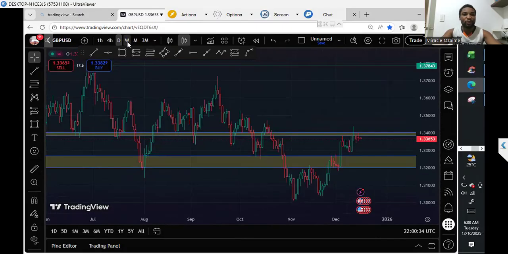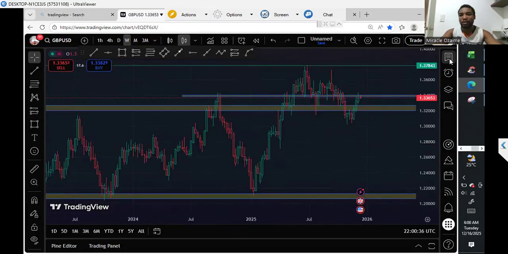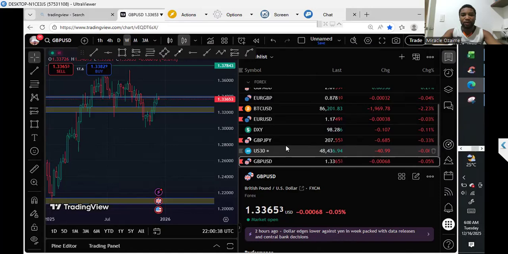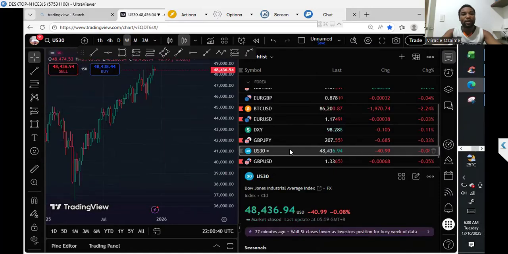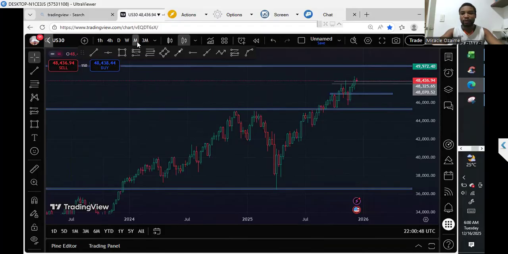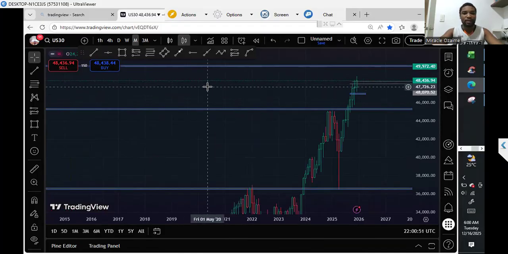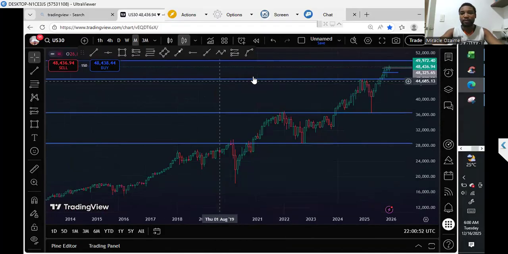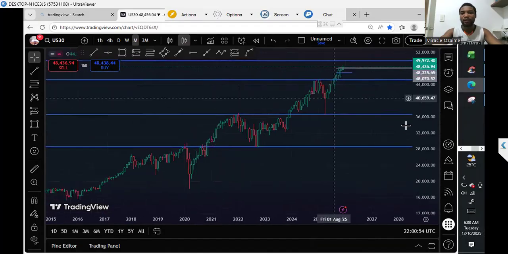Then the next pair that I'm going to check is US 30, not US oil, sorry. US oil, I'm going to be talking about US oil next year. On US 30, we'll come back to the monthly time frame. What is US 30 saying on the monthly time frame? We're going to look on the monthly time frame, it is kind of looking bullish.